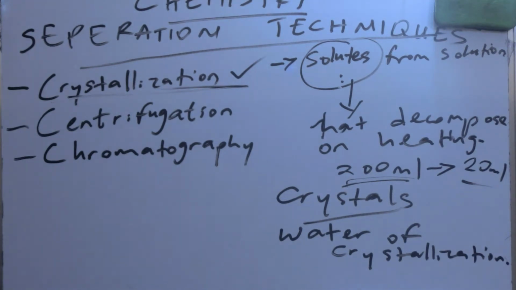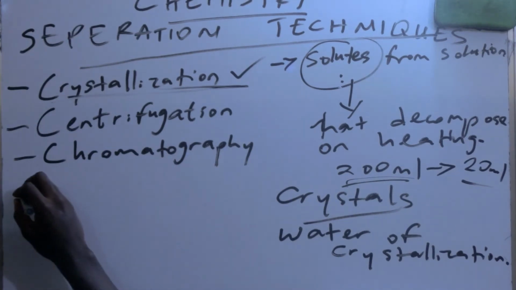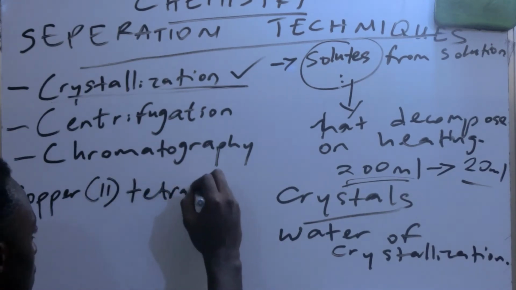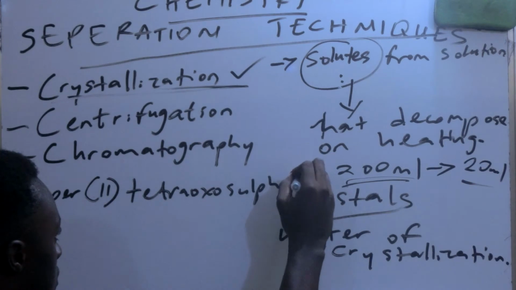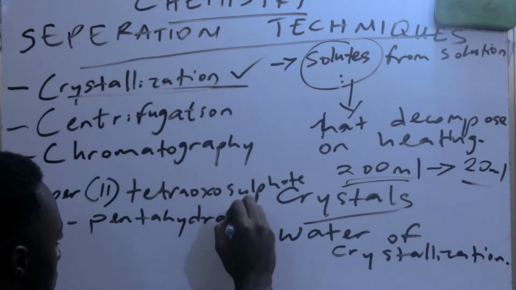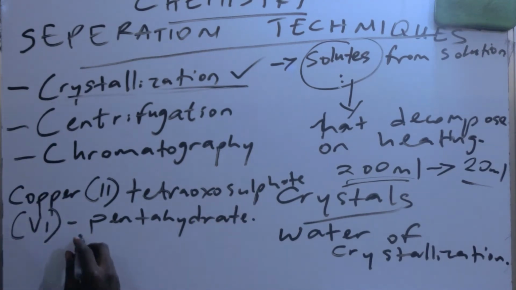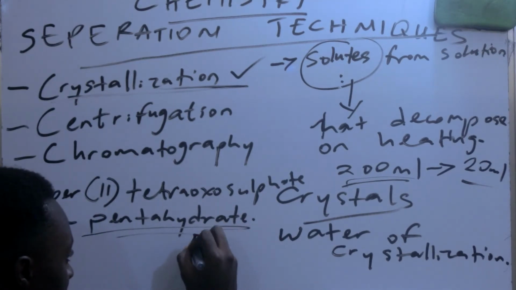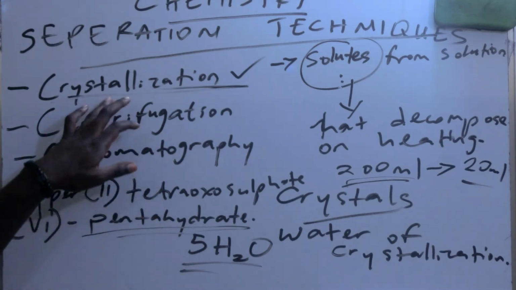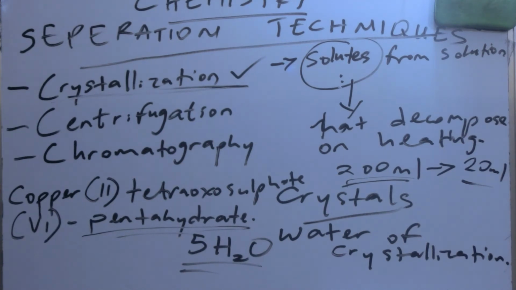You can see a salt like copper(II) tetraoxosulfate(VI) pentahydrate. This pentahydrate in the chemical formula will be represented by 5H2O, that's 5 moles of water, representing the water of crystallization. So that is what happens during crystallization. That briefly summarizes it.